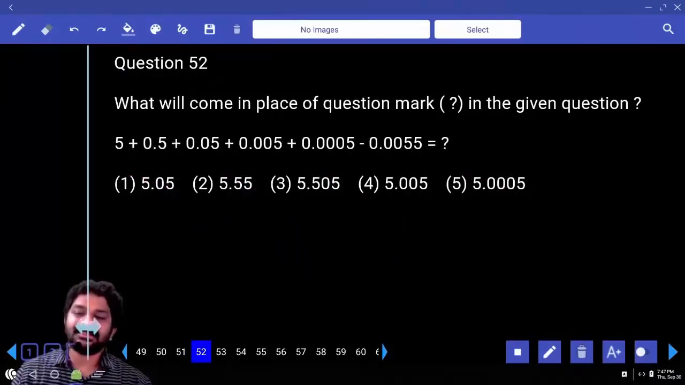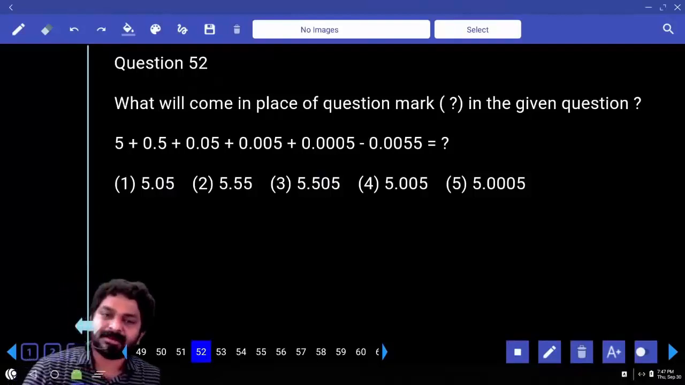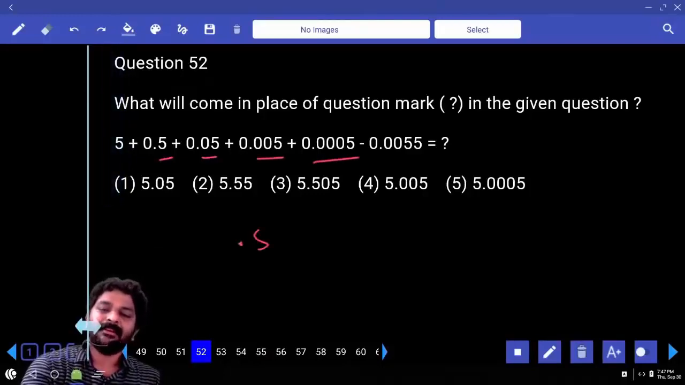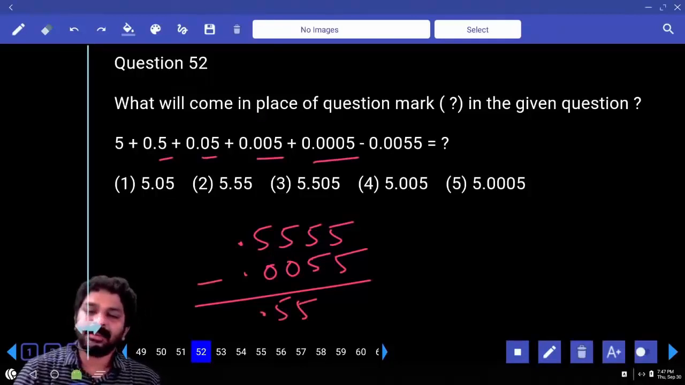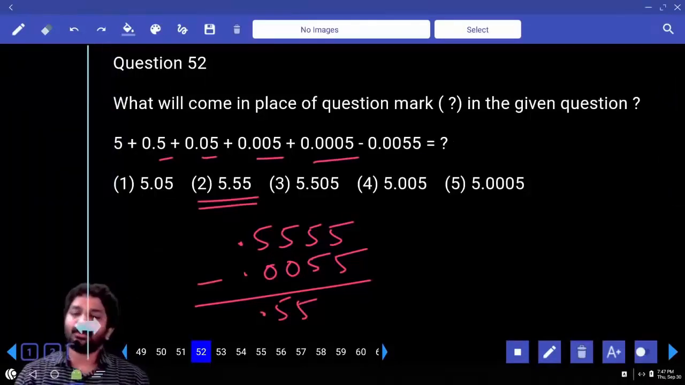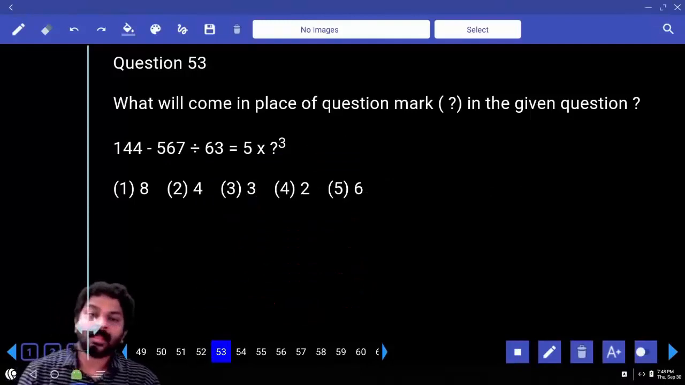Right. Number after decimal. All the options are ending with different numbers after decimal. 0.5, 0.5, 0.005, 0.005. That means 0.5555. From that we have to subtract 0.0055. That means the answer must end with 0.55 only. How many options are there? Only one.